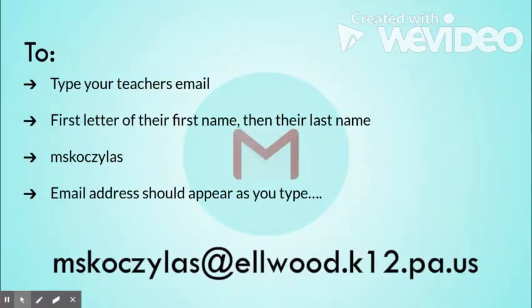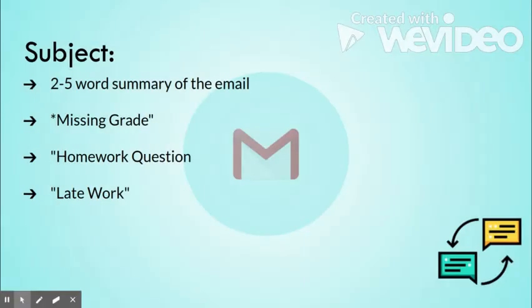First is the To. You need to know the email of your teacher. Your teacher's email is the first letter of their first name, then their last name. For example, M. Scotchulus. The email should appear as you type. Next is the subject line. This is a 2 to 5 word summary of the email, like missing grade or homework question or even late work.